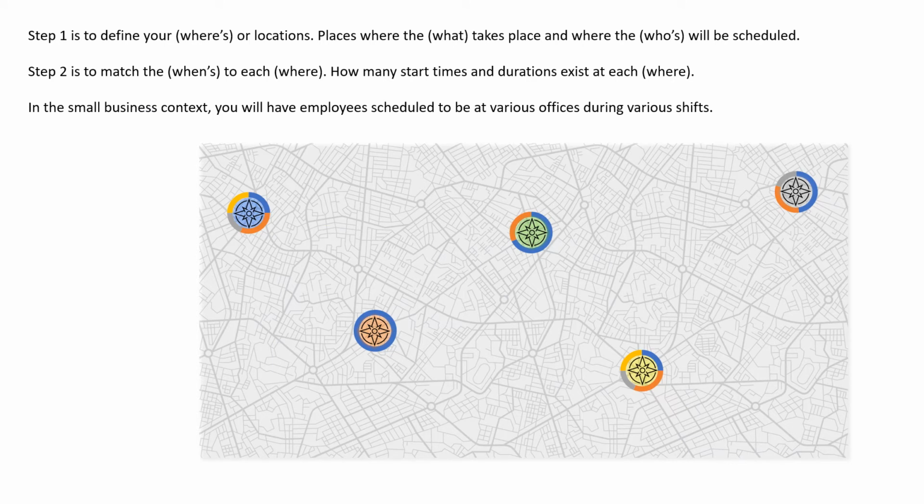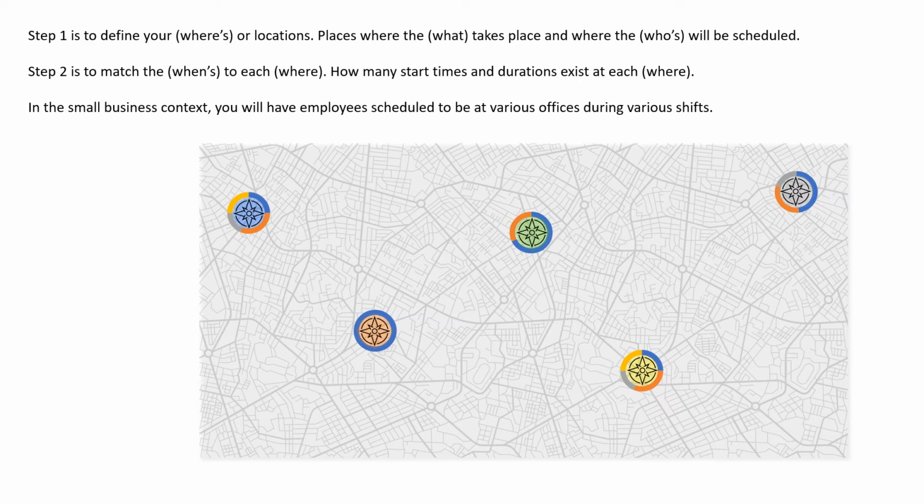All right, so let's take you through step by step. You start in the application with step one, and you define your where location. So we've illustrated a map of the city, and maybe there's 5 restaurants or 5 offices. You're going to give those names. This is where the what takes place. So people who are working, where do they work? At these 5 places. People who are competing as teams, where do they compete? These 5 fields, for example.